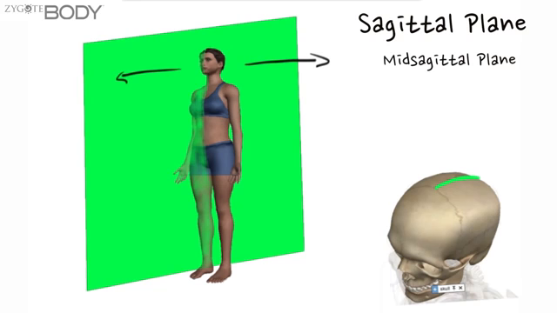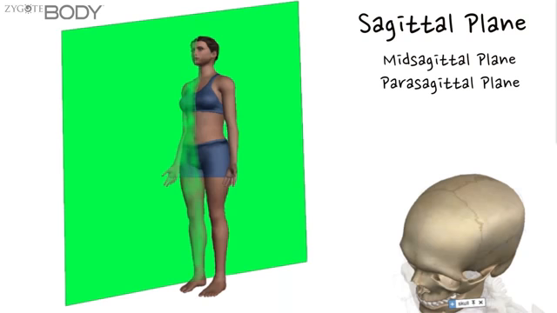If we were to move this plane a little bit to the left or the right, but still maintaining the same front to back direction, say if we would move a little bit this way, this then would be called the parasagittal plane.